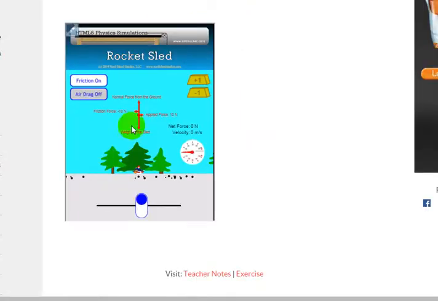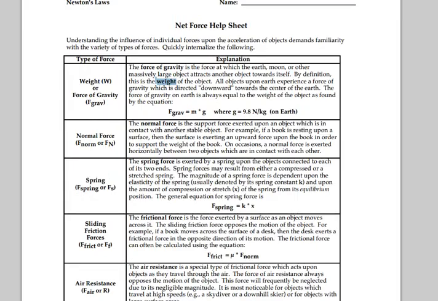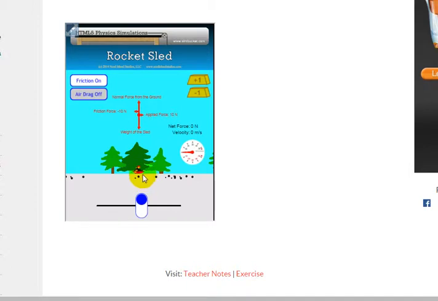The weight of the object, and of course, usually in our diagrams, it's pulling downwards. If we go back to the rocket sled, the weight of the sled is what's pulling downwards on you. The normal force is sometimes referred to as the support force, the force exerted on an object which is in contact with another object. So if we look at the rocket sled here, the ground pushing the sled up, counterbalancing gravity, that is the normal force.